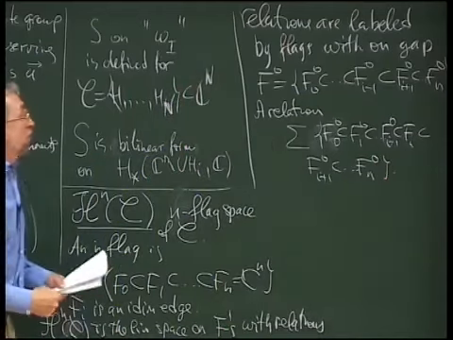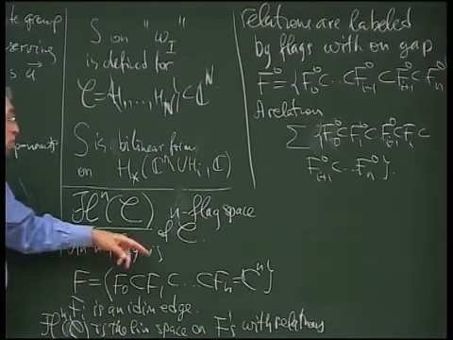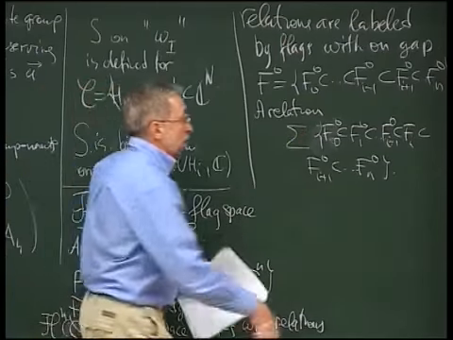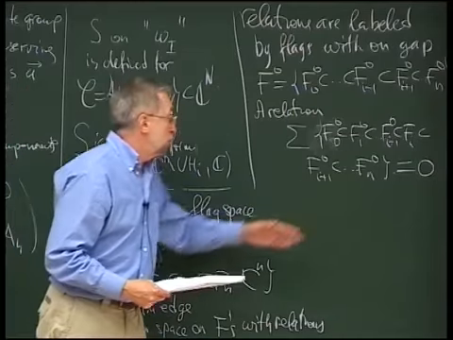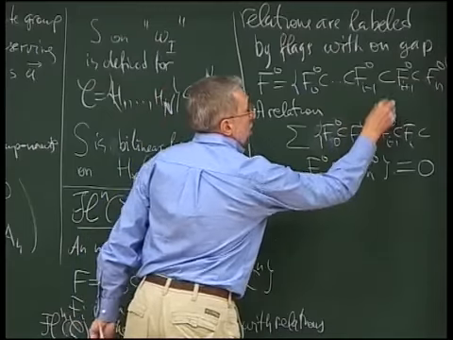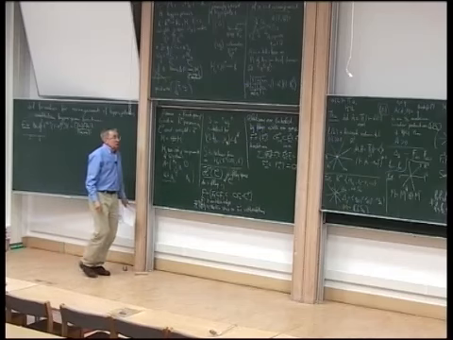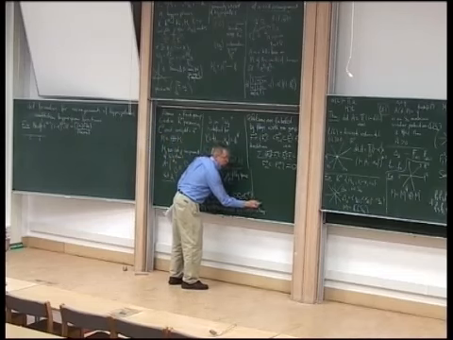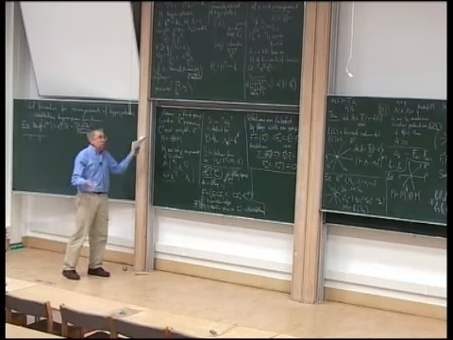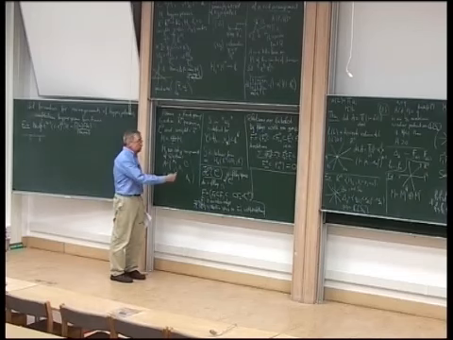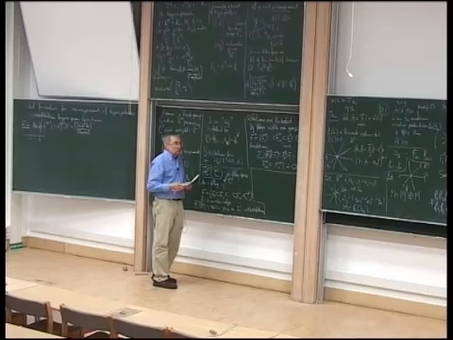So for any flag with one gap, you have a relation in this space of flags. Namely, you say that the total sum of such flags, where you fill up the gap in any possible way, is 0. And this i is less than n, so the gap must not be at the end. So this is what is called the flag space. With every arrangement in a vector space over any field, not necessarily real, you can define such a group. And then you define a bilinear form on it.